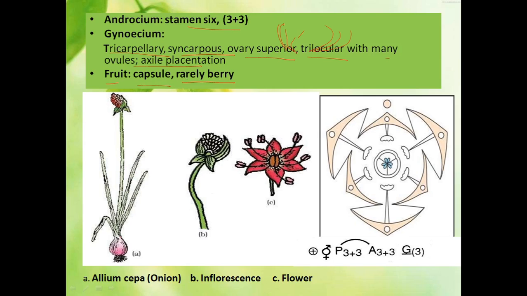The best example you will find is the onion plant. Onion belongs to the Liliaceae family, that is Allium cepa. Allium cepa is the botanical name of the onion plant.